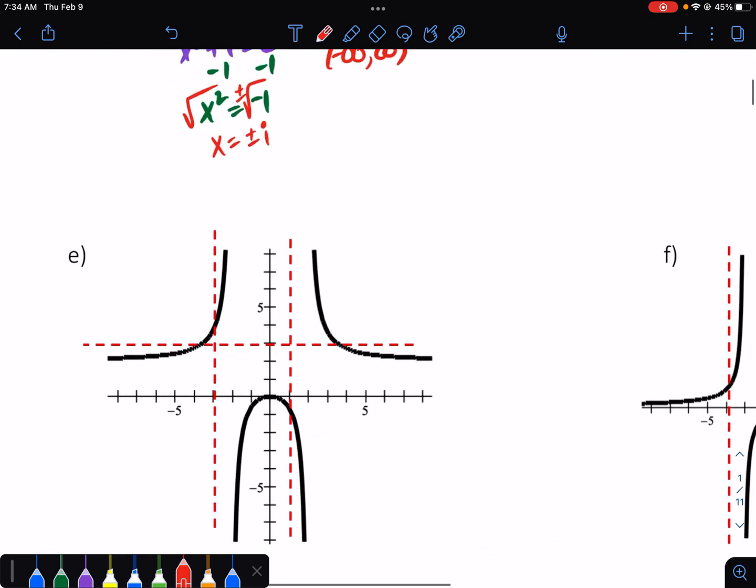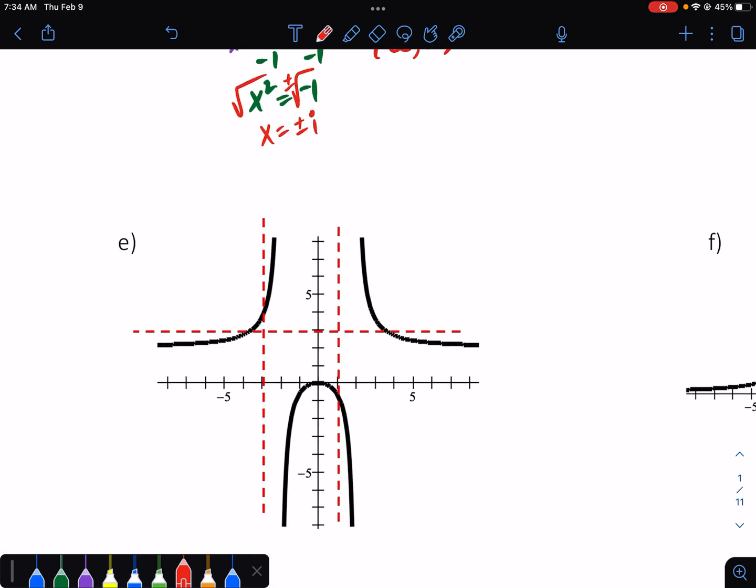Now graphically, some of these lines somehow got messed up, or the graph got shifted. So this graph should really be right here. This graph should really be here. And this graph should be here. Sorry, I don't know how that didn't copy well.